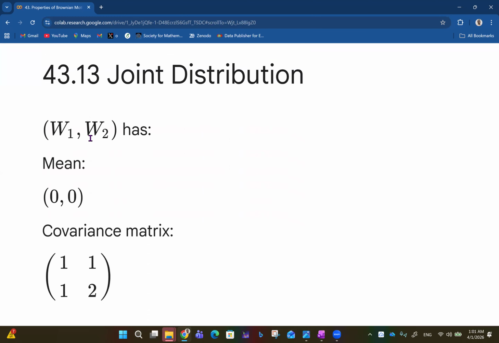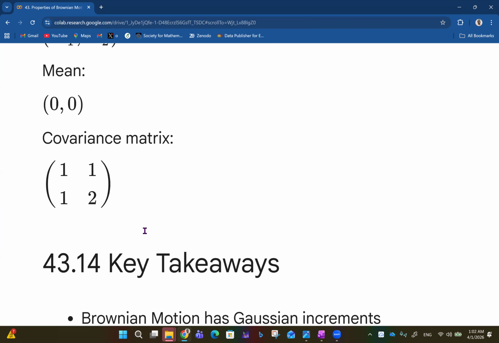That's W1, W2, and each of them has mean 0, 0. And because they are separate values, we can now have the covariance matrix 1, 1, 1, 2. Okay, so like that for the joint distribution.